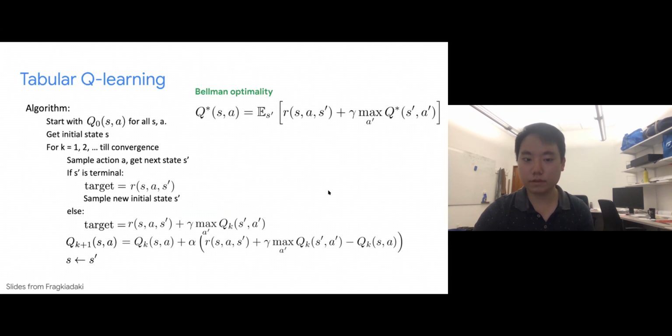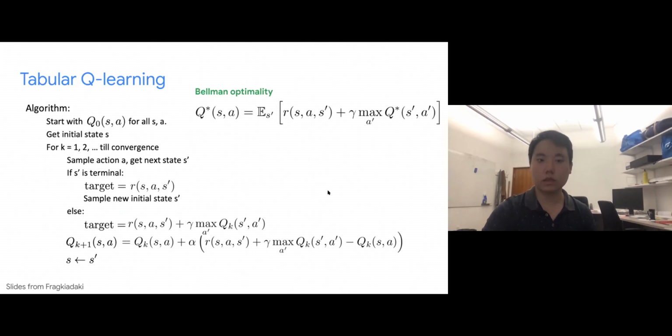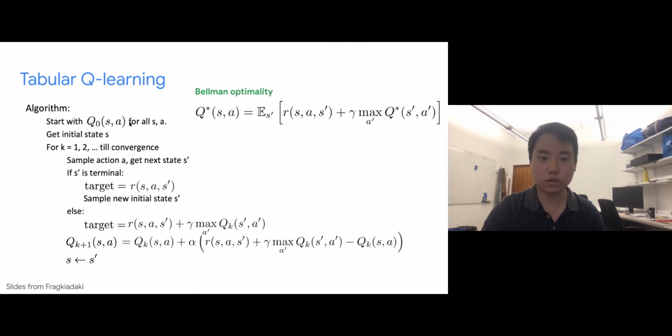So here's actually a very easy extension to a new algorithm. I'm going to start by initializing, for all my states and actions, my Q0, my initial estimate of my Qs. I'm going to start in an initial state. I'm going to sample an action A and get a next state S prime.